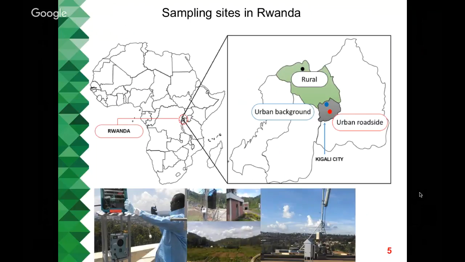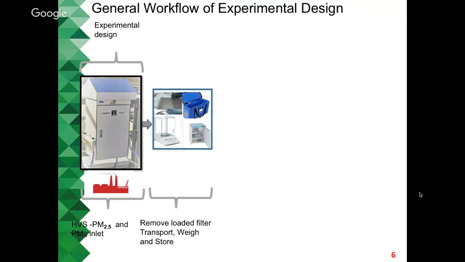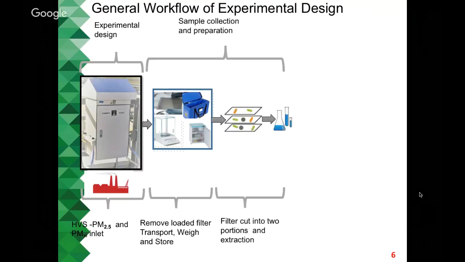So this is the general workflow of my experimental design. I collected this PM2.5 and PM10 using a high volume air sampler, which has a flow rate of 1,000 liters per minute. After the collection, I took the samples to the lab. I did gravimetric analysis to see the concentration level of the particulate. And then I cut the filter into 2 main parts. One part I analyzed for chemical composition, and the other half I analyzed for biological composition.